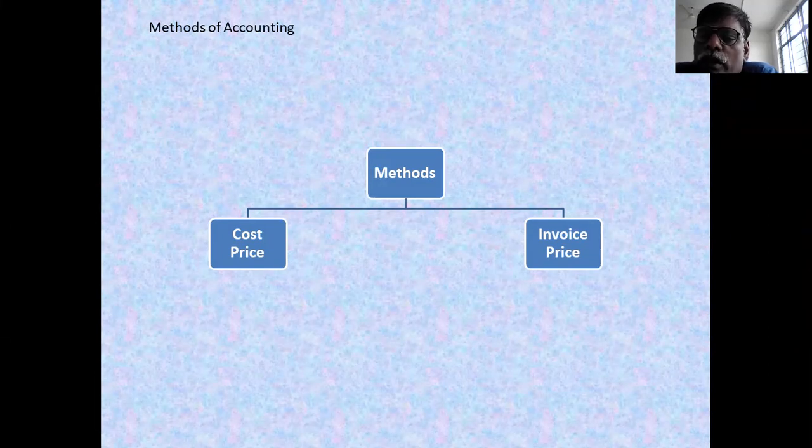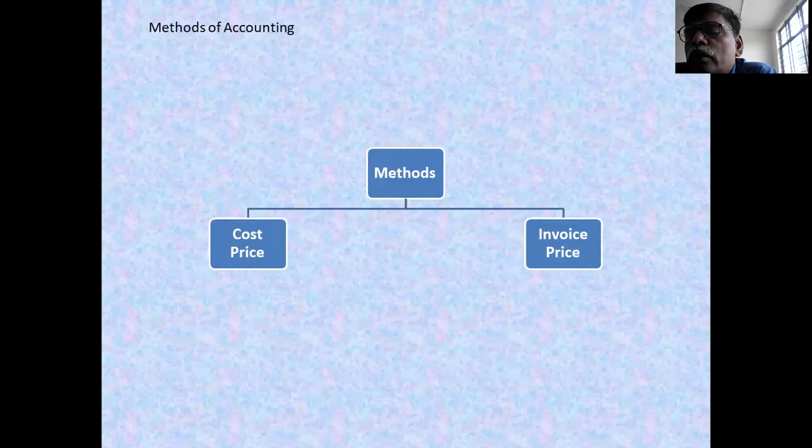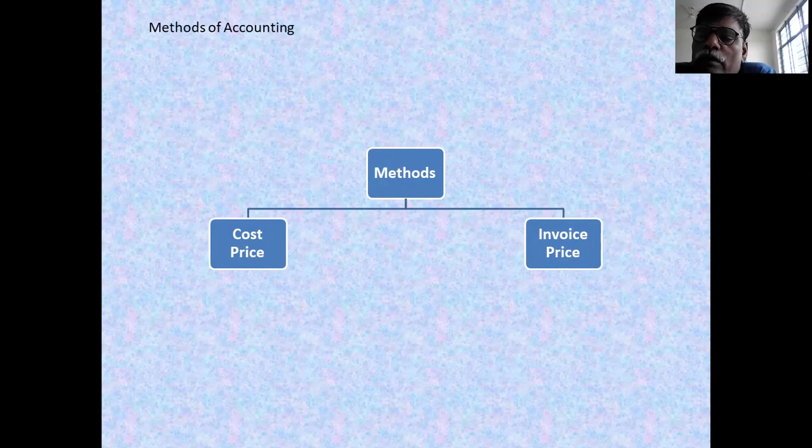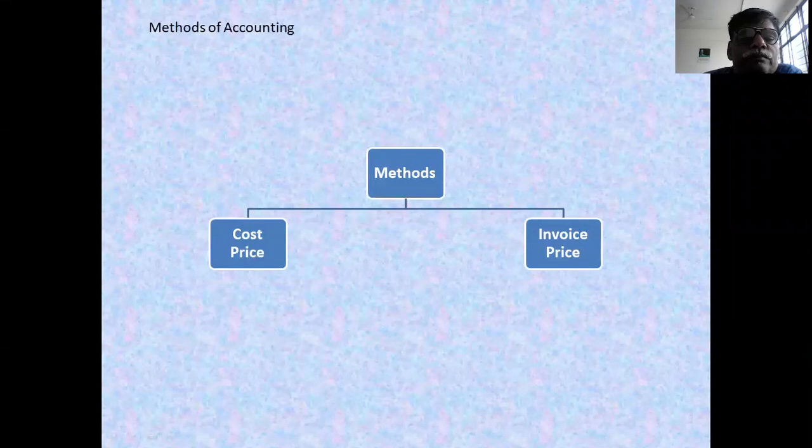That is called invoice price. In invoice price, consignor adds some margin of profit to the cost and informs the consignee to sell the goods at the specified price or more than that specified price. That is called invoice price method of accounting. So in the cost price method, goods are sent to consignee at cost price. In the invoice price method, goods are sent to consignee at more than the cost price.